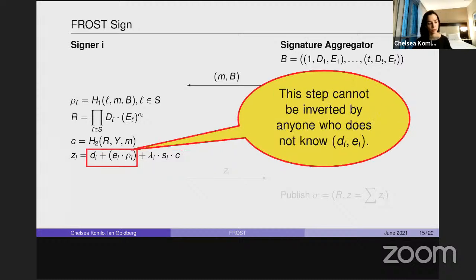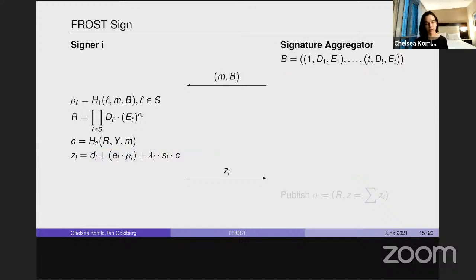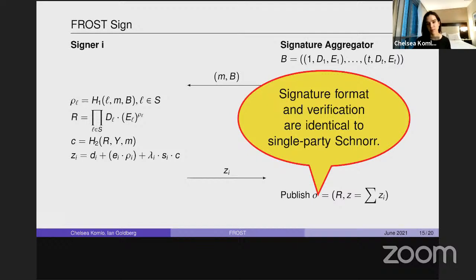And so the trick with FROST is that using these two nonces multiplied by this binding term ensures that the step cannot be inverted by someone who doesn't know little d_i or little e_i. And so then they send the response to the signature aggregator, and then the signature aggregator will publish the signature, which is the group commitment R, and then the sum of all of the responses. And what's nice about this is that the signature format and verification are identical to single party Schnorr. So essentially the signature can be validated in the same way as a plain Schnorr signature.